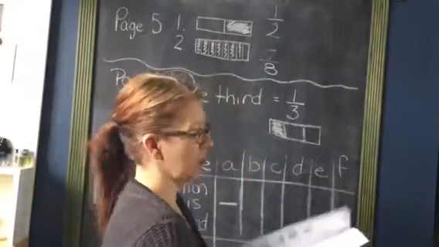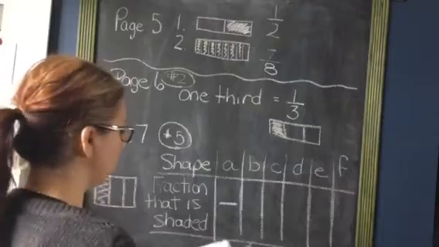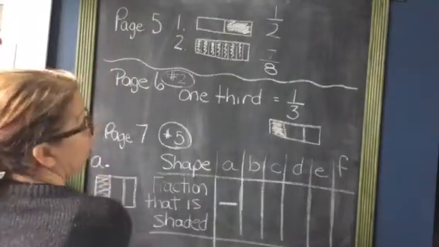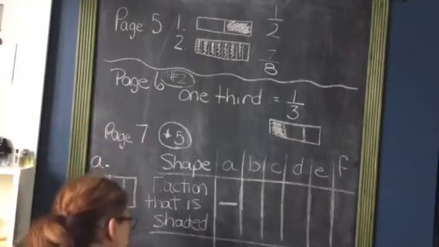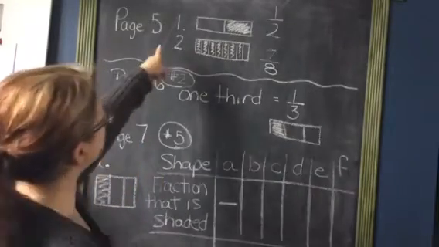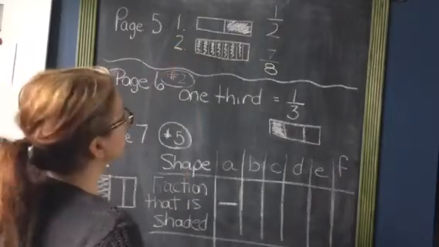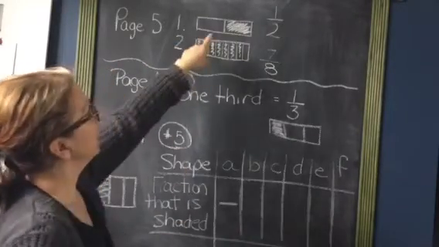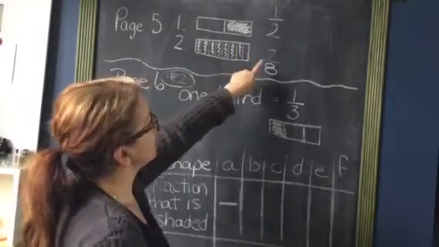So today's assignment on Monday had pages 5, 6, and 7. A couple of things that I thought you might run into trouble with are on page 5. This is question number 1 and question number 2. It asks you to fill in a half, and this one asks you to fill in 7/8.